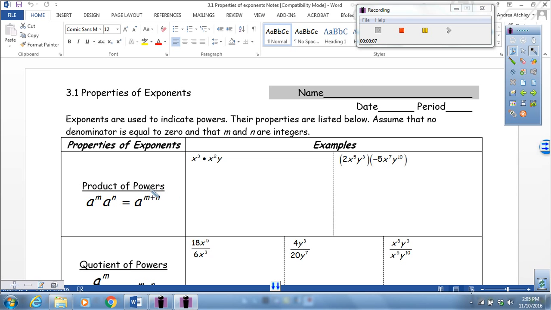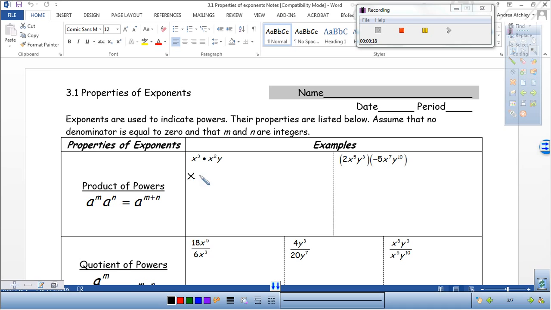Okay, so the product of our powers, that's what we're going to start with, when we're multiplying things with exponents. Remember, x to the third is just like x times x times x. Then we're going to multiply it by x squared times y. So that's going to be like x times x times y.